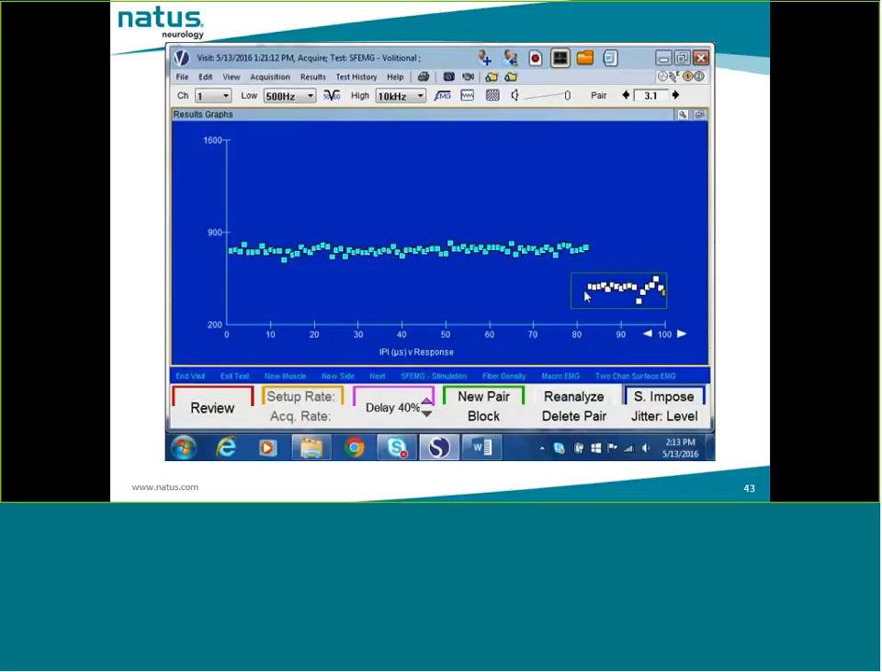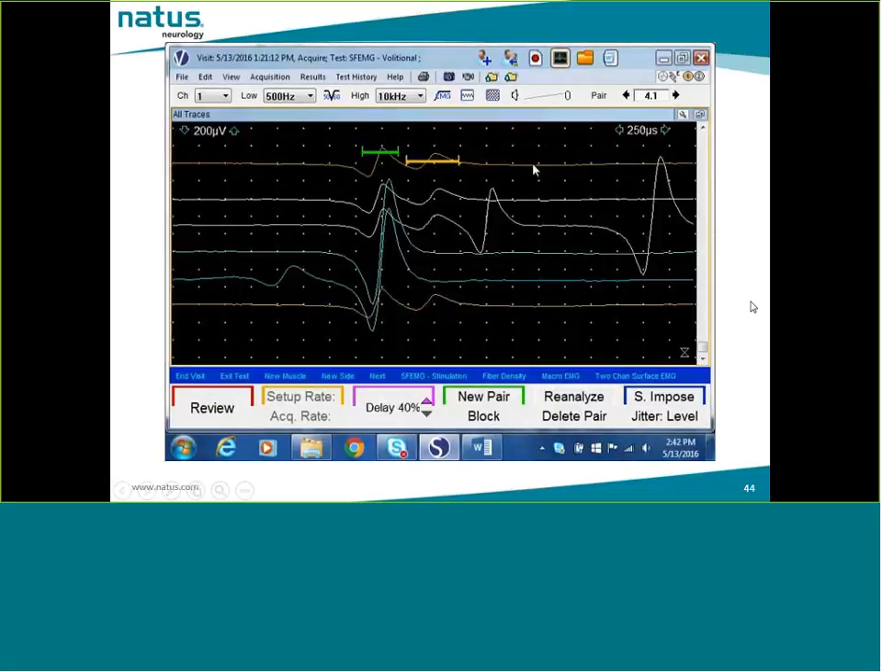So that was an example of how we can look at the outliers using this box, an example of bimodal distribution, and how we can extract the activity of a single motor unit. Now let's look at another recording. It is a little bit more complex.